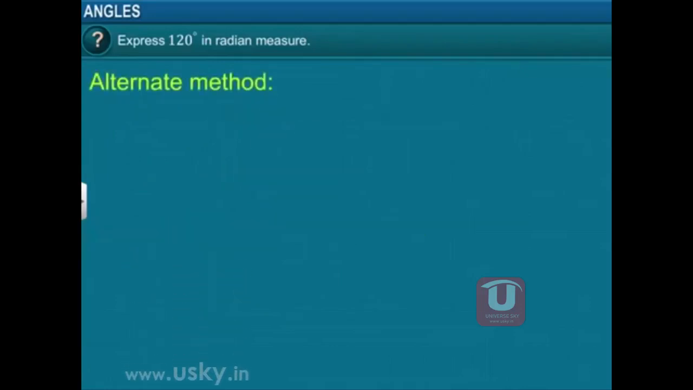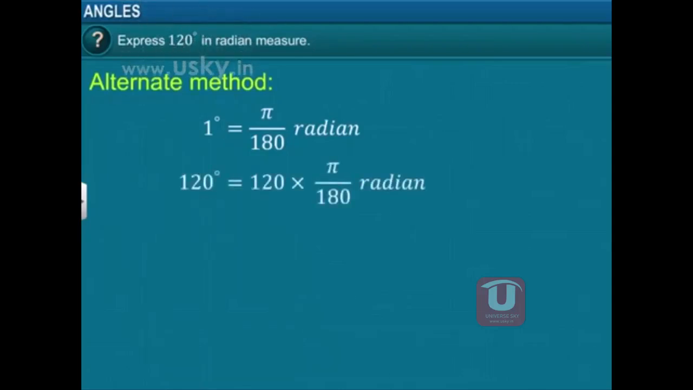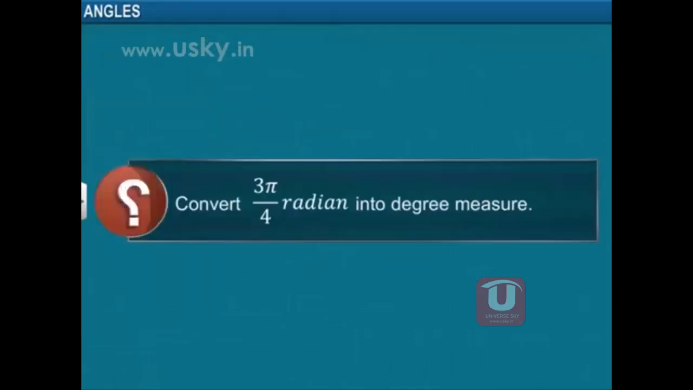Alternatively, to convert degrees into radian measure, we multiply the degree by pi upon 180. Observe that in both the cases, we get 2 pi divided by 3 radian. Let's now convert 3 pi divided by 4 radian into degrees.